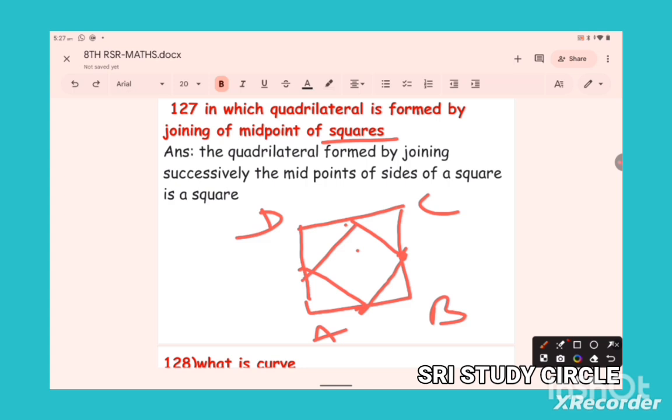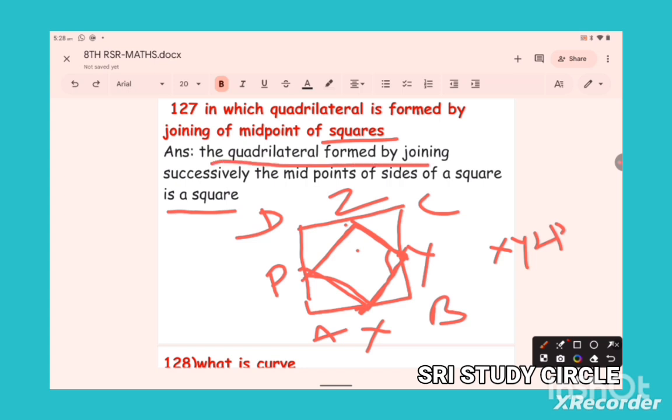A quadrilateral formed by joining the successive midpoints of the sides of a square is also a square. Right? This is also a square. ABCD is a square, and these are the midpoints of its sides. The quadrilateral XYZP formed here is also a square.